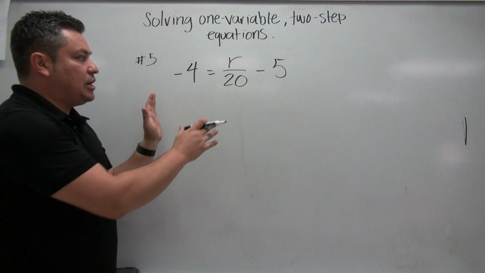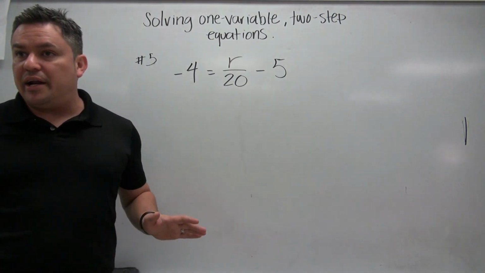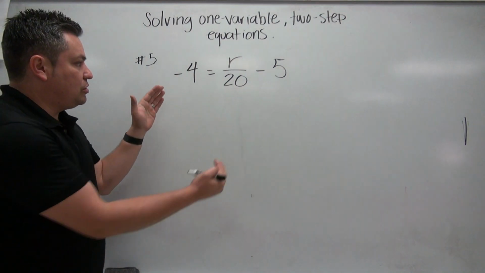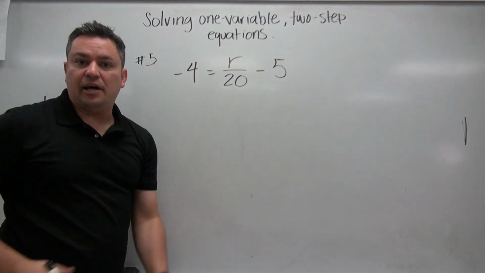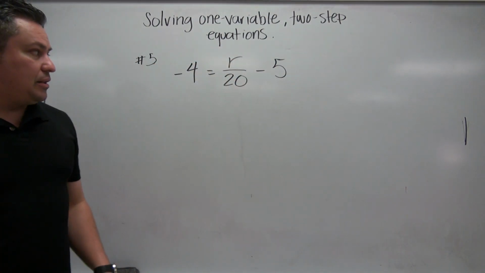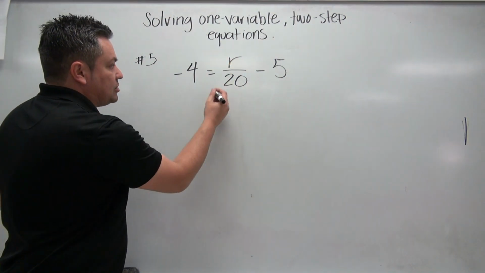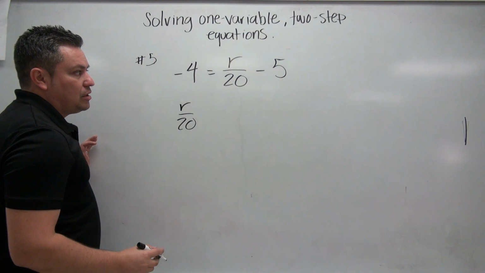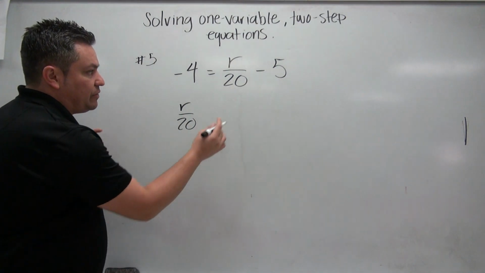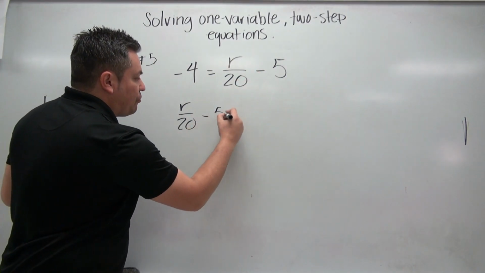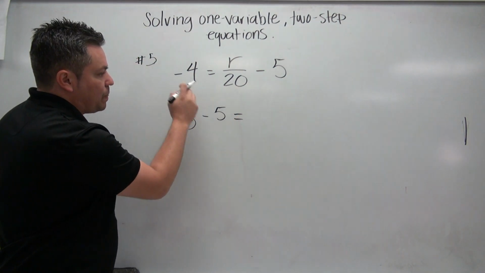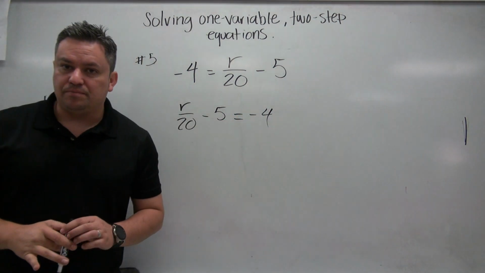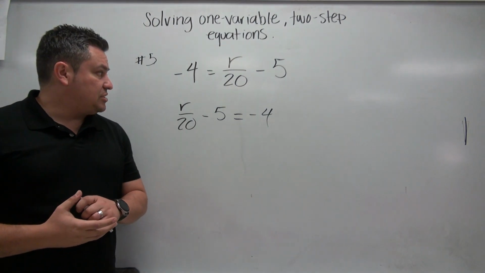You can either leave it like this and solve it the way it is, or you can rewrite it and have this on the other side. How will you do that? You just flip the tortilla around. You flip it. So r over 20, is this positive or negative? Positive, so I'm just going to stay positive. Minus 5, don't forget the minus, equals negative 4. Those two are the same equation.